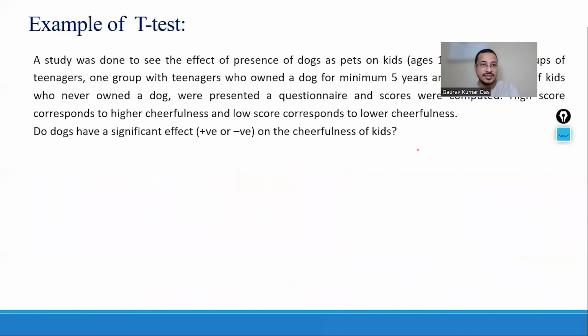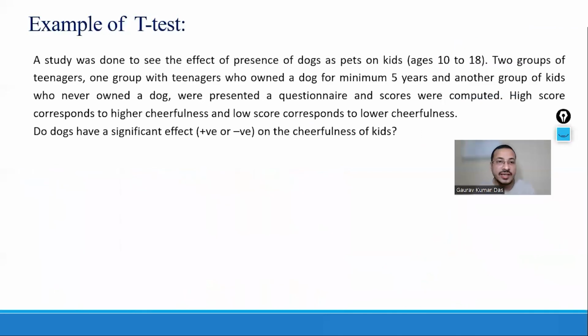Example of a t-test: say a study was done to see the effect of dogs as pets on kids. Two groups of teenagers, one group with teenagers who owned a dog for a minimum of 5 years, and another group of kids who never owned a dog, were presented a questionnaire and the scores were computed. A high score corresponds to high cheerfulness and a low score corresponds to low cheerfulness. Do dogs have a significant effect on the cheerfulness of kids?